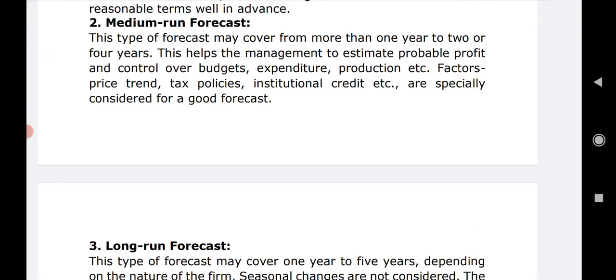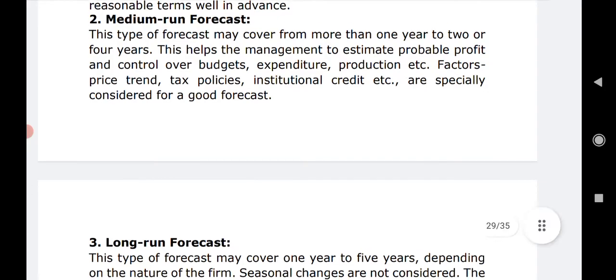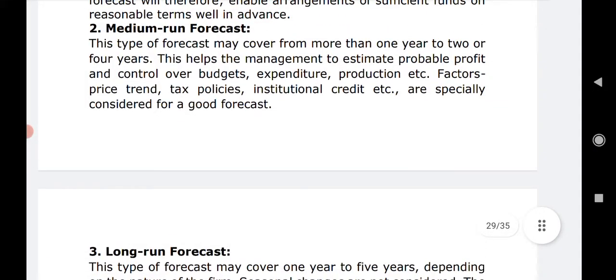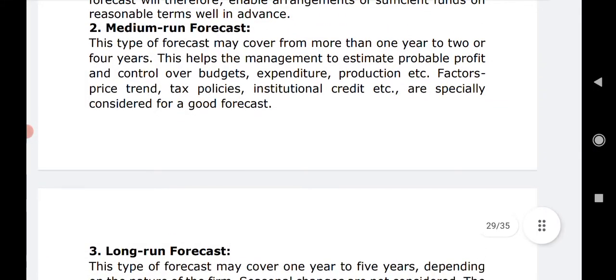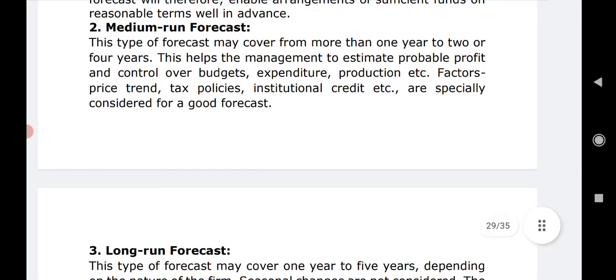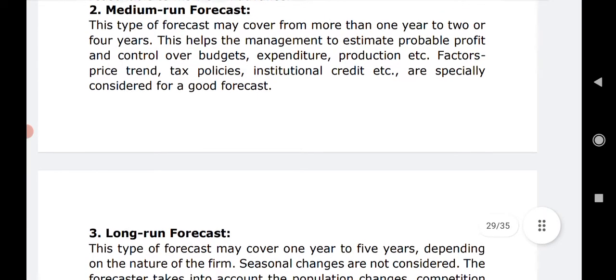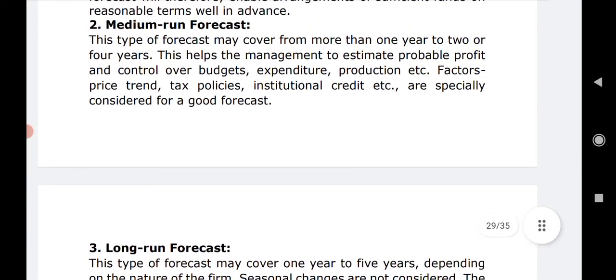Then this type of forecast may cover from more than 1 year to 2 years or maybe 4 years, and this helps the management to estimate maybe the profits and can bring a control over the budget, expenditure, production, etc. Factors like price trend, tax policies, institutional credit, etc. are specially considered for such kind of medium run forecast, right?